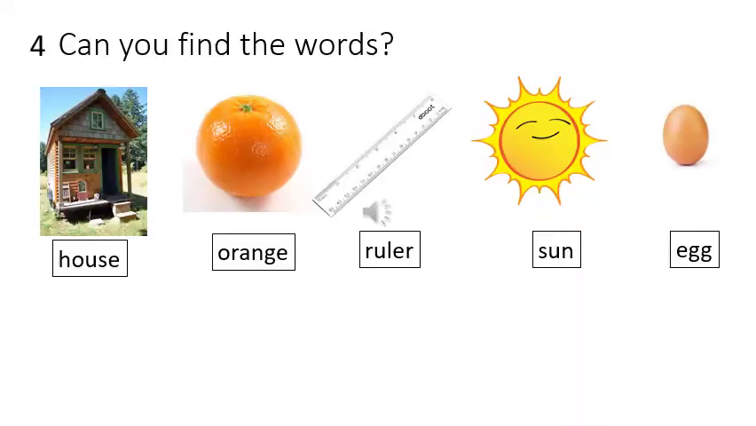H from house, O from orange, R from ruler, S from sun, and E from egg. So, you have formed a new word. Which is this new word? Horse. H-O-R-S-E, horse.